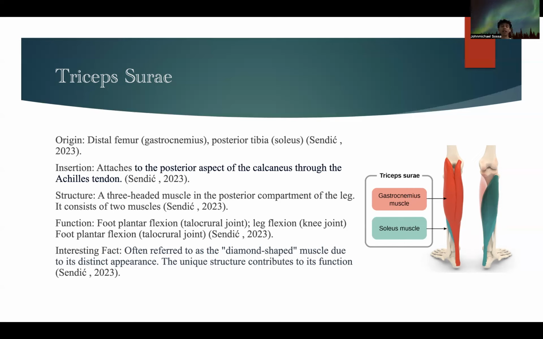The structure is that it has a three-headed muscle structure in the posterior compartment of the leg, and it consists of two muscles, of course. Once again, the gastrocnemius and the soleus.